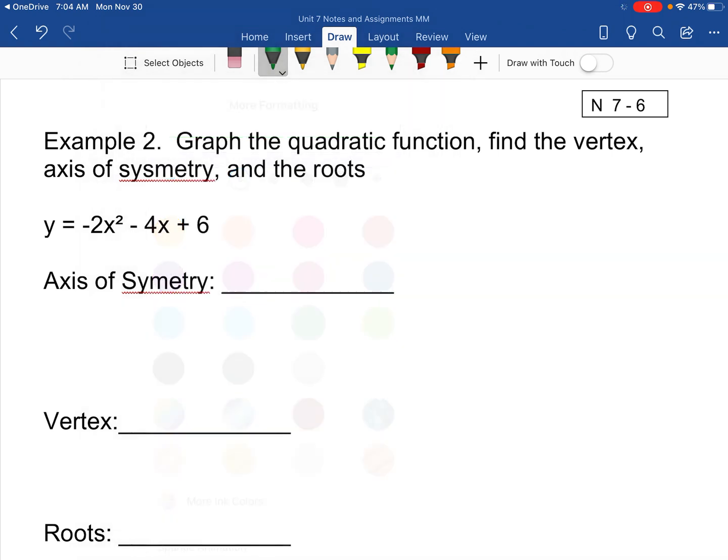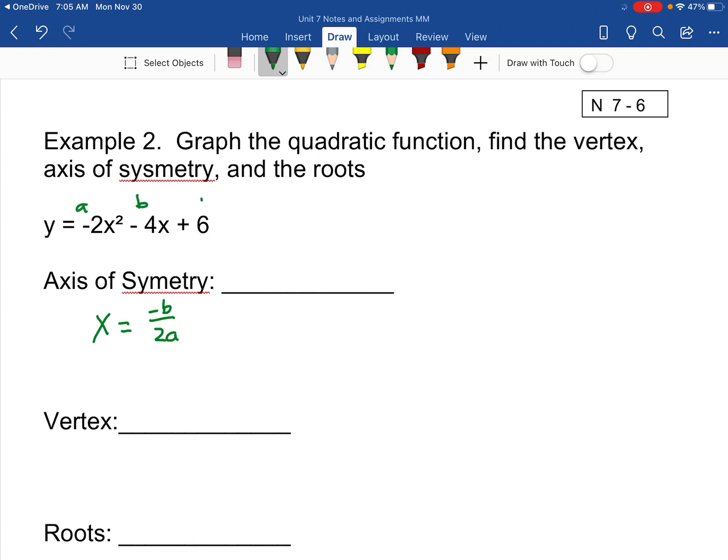All right, first it says graph the quadratic equation, find the vertex, the axis of symmetry, and the roots. Okay, so this is what we do. We find the axis of symmetry first. So it is definitely helpful to remember x equals -b over 2a. That's the formula for the axis of symmetry.